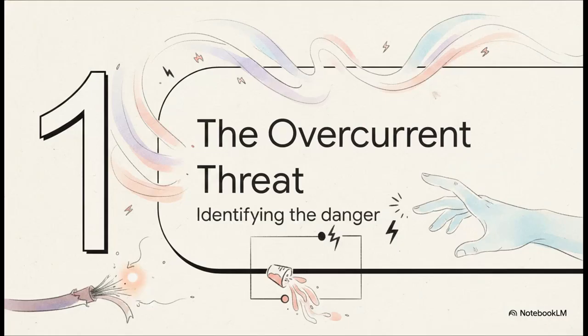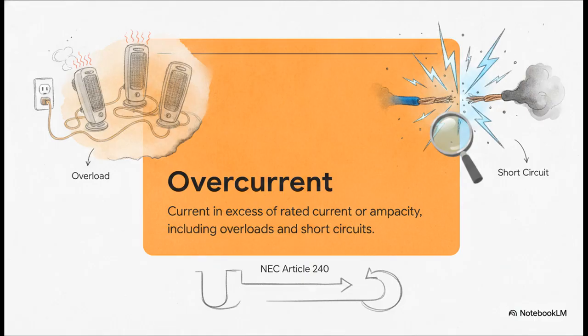All right, kicking things off with Section 1, the overcurrent threat. So, overcurrent. It's any current in excess of the rated current of equipment or the ampacity of a conductor. But here's the crucial thing to remember. Overcurrent is really an umbrella term.